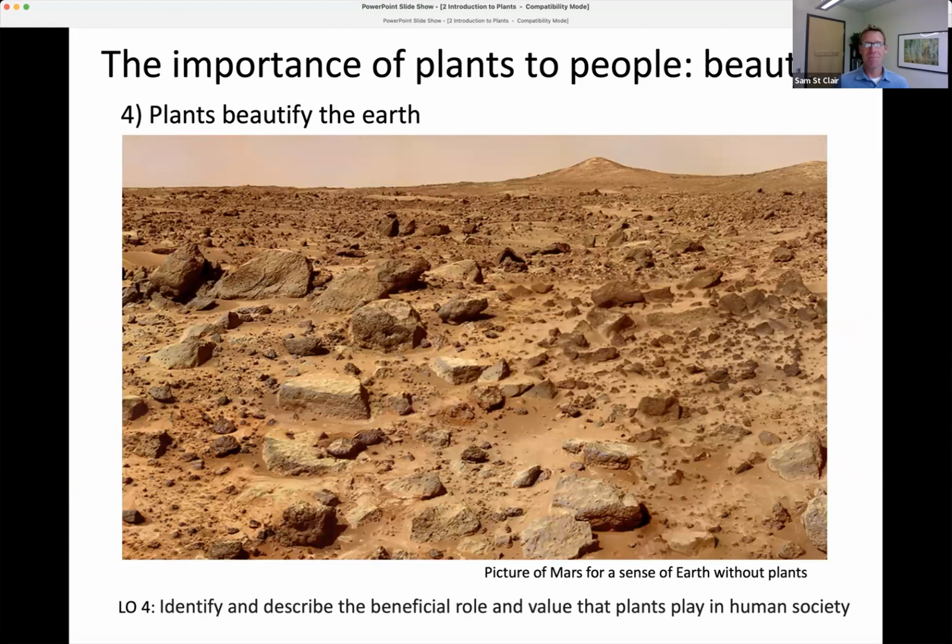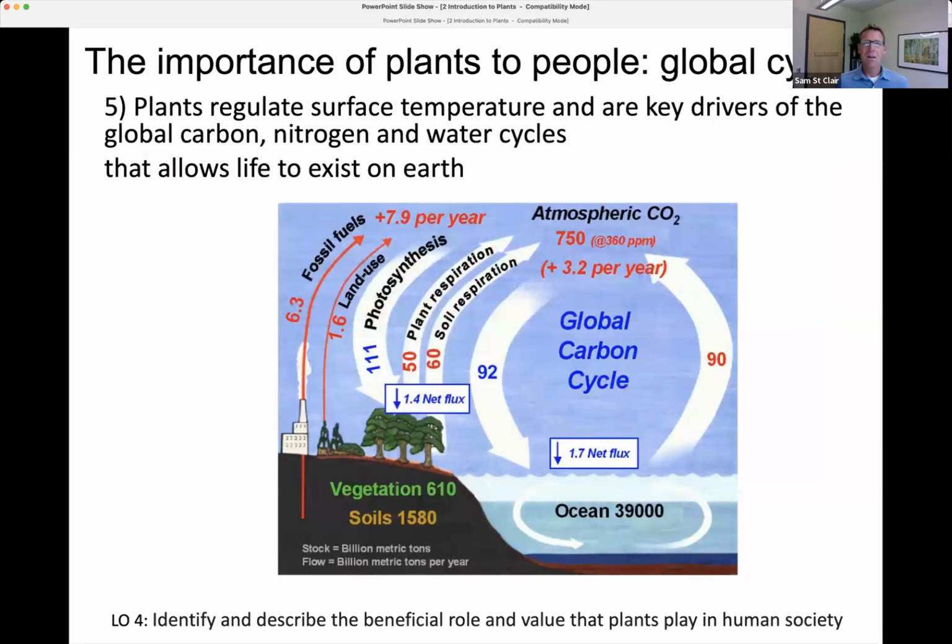Plants beautify the earth. So in contrast, we're looking at the surface of Mars here, and while I think that in terms of a mineral surface, it's beautiful, compare this to the incredible landscapes that you've seen as you've traveled the Earth, or as you've watched the Planet Earth series, for example. You think about the tropical rainforests, you think about the grasslands, the savannas, the deciduous forests. We just have these beautiful landscapes across the surface of our planet, and a lot of the foundation of those are plants.